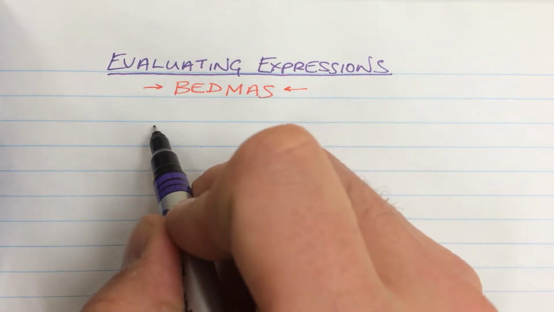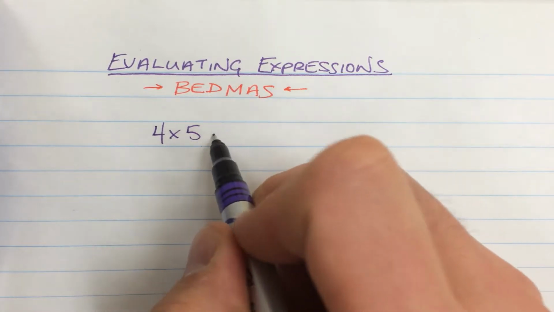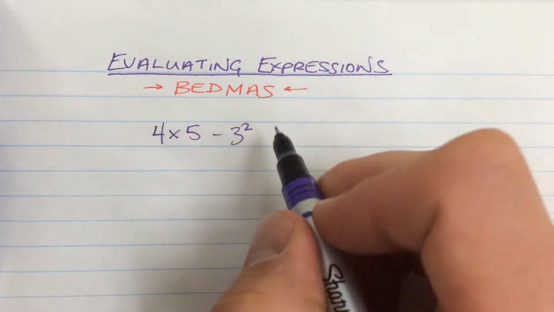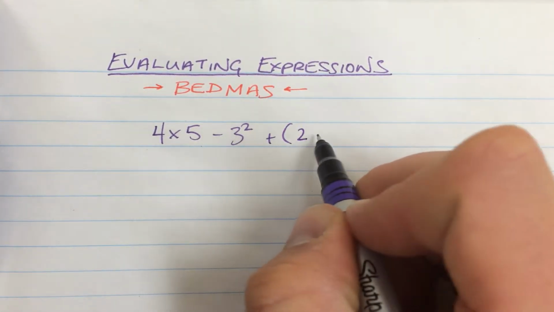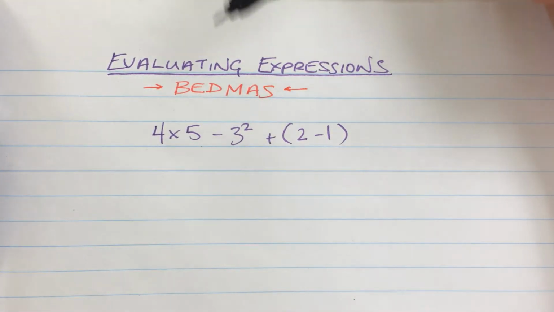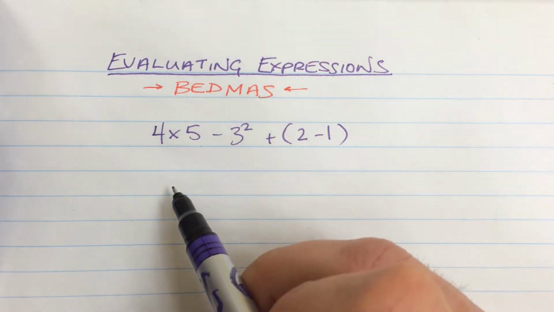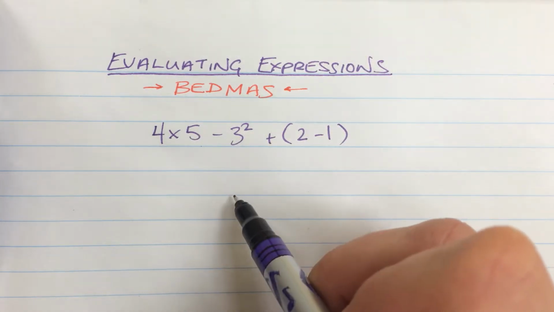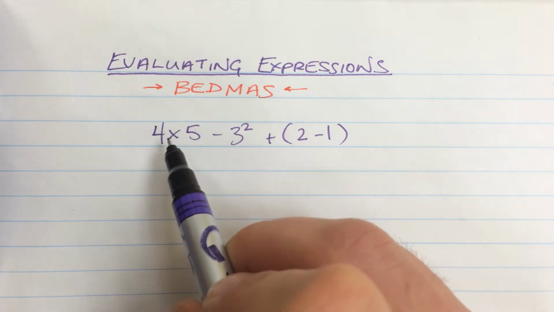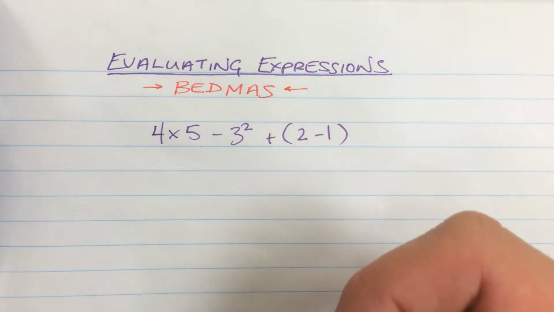So I'm going to give you an expression here that we are going to evaluate. 4 times 5 minus 3 squared plus, and in brackets, 2 minus 1. Now, what I've been noticing is that a bunch of you will say, well, I need to do this bracketed thing first. And so you'll write down 2 minus 1 equals 1. And then you'll say, well, I need to do the multiplication. 4 times 5 equals 20.